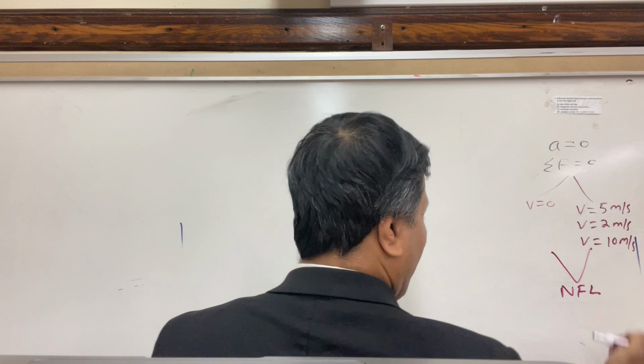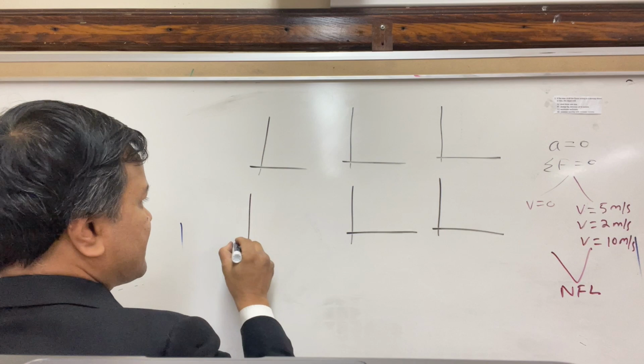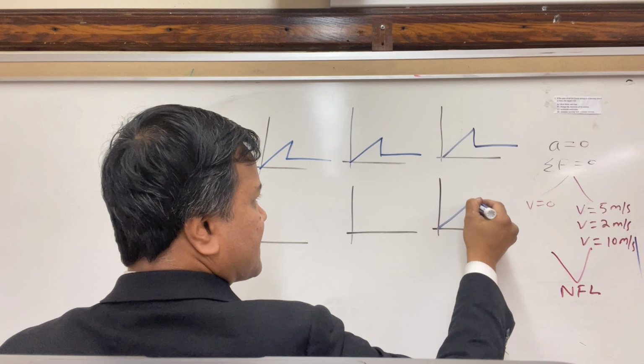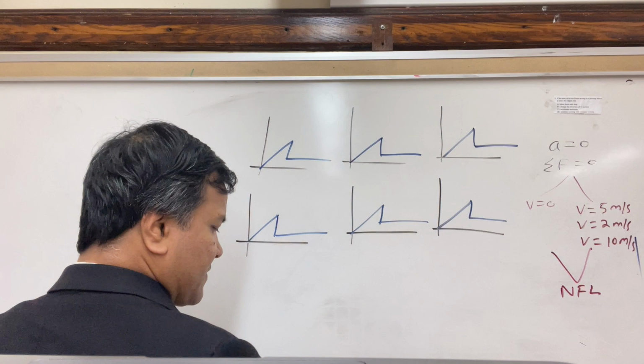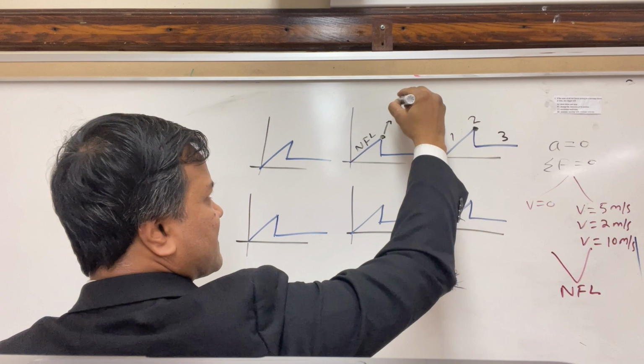Now let's draw that over and over and over again. I cannot stress enough on this concept. Please pay attention. I'm going to explain it a different way. Draw it 6 times for a reason. So right here I'm going to write 1, 2, and 3. 2 is right here. This is Newton's first law. This is also Newton's first law. This is Newton's second law.